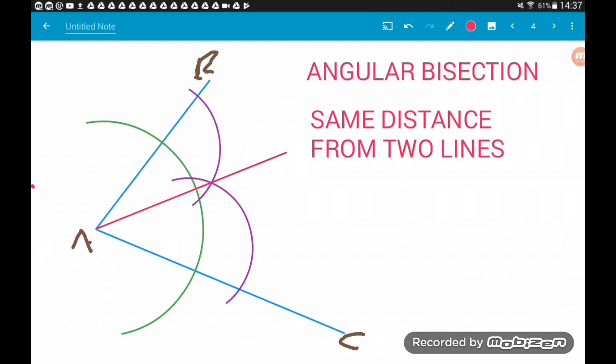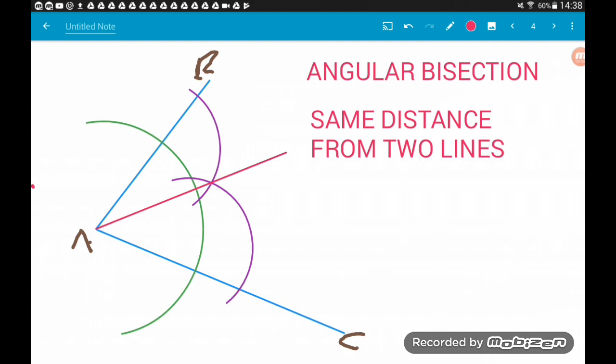So then we do exactly the same from the bottom point where my green arc meets my blue line, drawing that other purple arc. What we're after is that point where the two purple arcs meet. We then join that point to the angle, which here gives me that red line. So again, what we've done is bisect the angle, cut it in half. Anywhere on that line is equidistant from AB and AC.